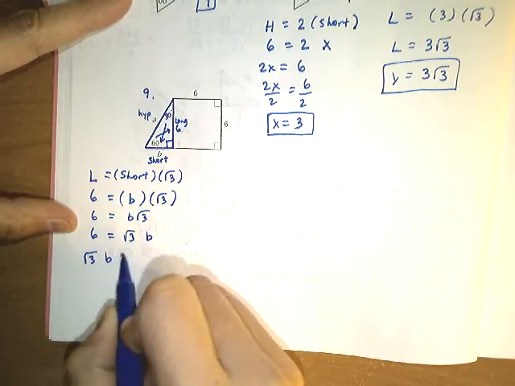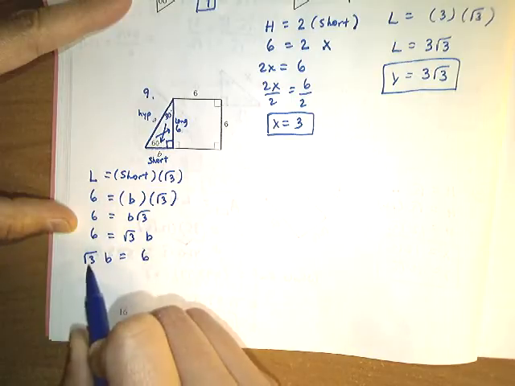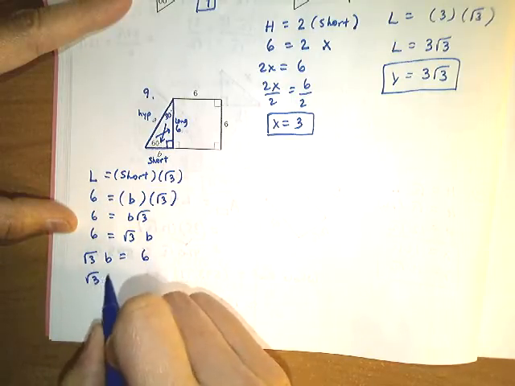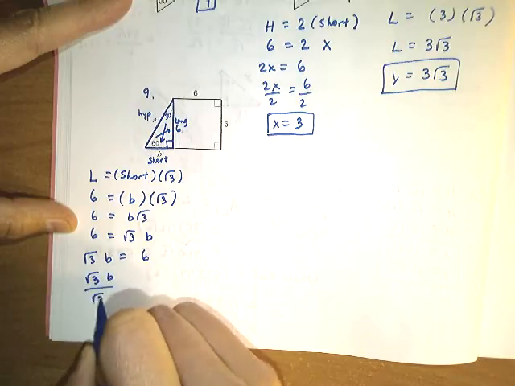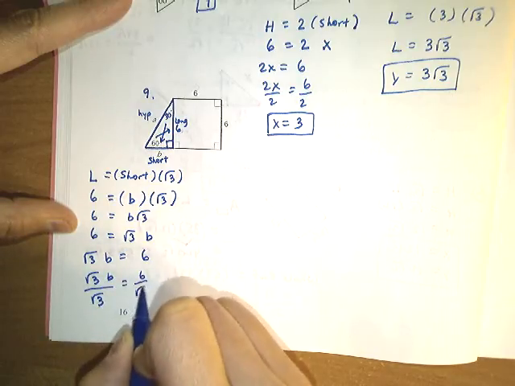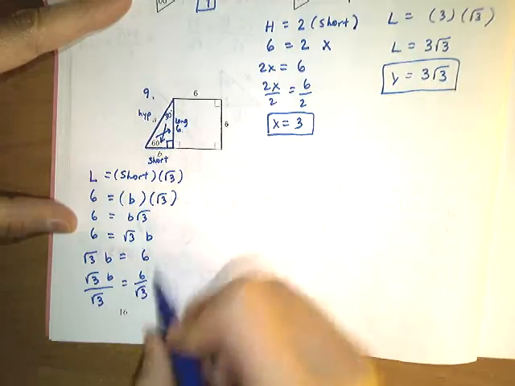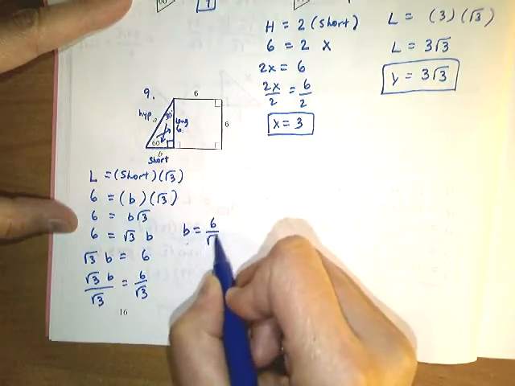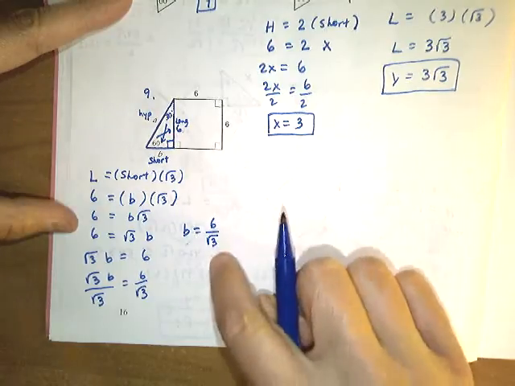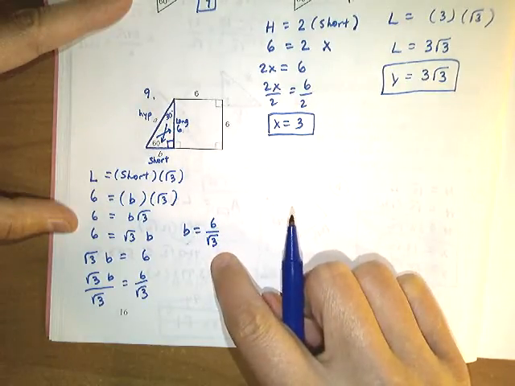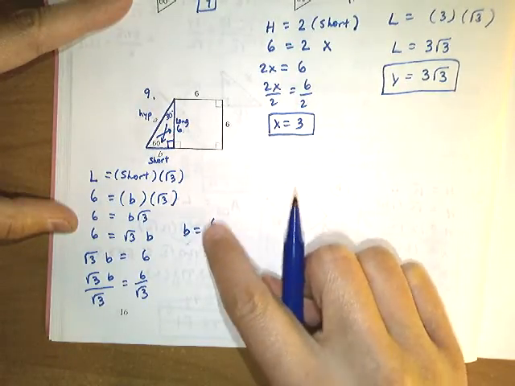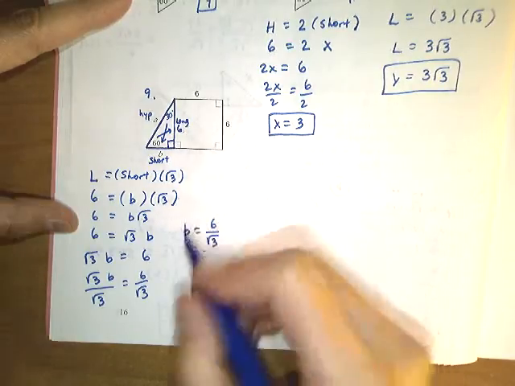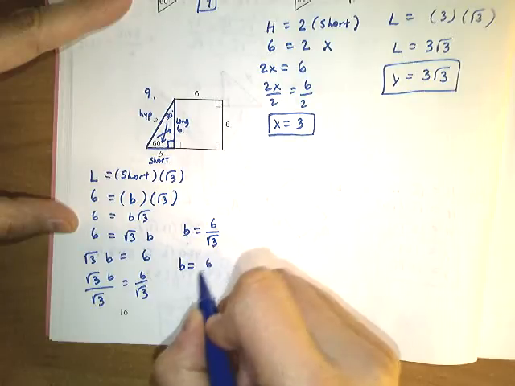So solving for B, I like to kind of flip this equation around. Square root of 3B equals 6. And then divide both sides by the square root of 3. So B equals 6 divided by root 3. Now we can't leave our answer like that. The reason for that is that we can't have answers where the fractions have a square root in the bottom, in the denominator. So what I'm going to do is I'm going to try to simplify this.